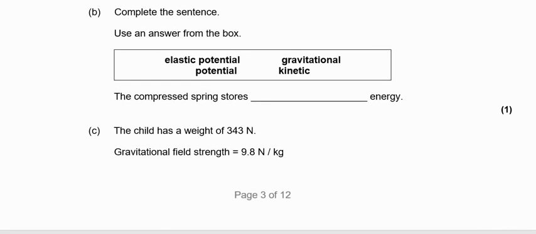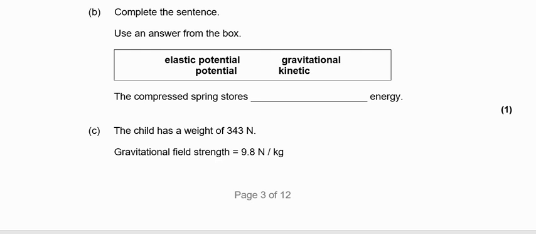A compressed spring stores elastic potential energy. Whether we're talking about a spring or a marshmallow or a gummy, anything that can be elastically deformed is storing elastic potential energy. Anything squashed, stretched, or bent.